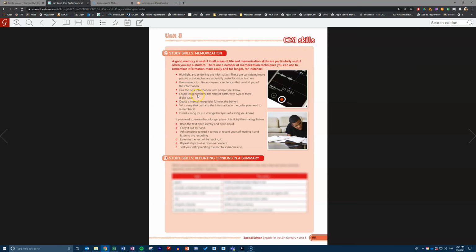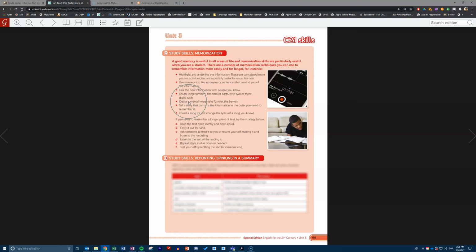You can chunk long numbers into smaller parts with 2 or 3 digits each. This means to put numbers together. For example, my old phone number, 373-2601, I remember as a chunk of information.